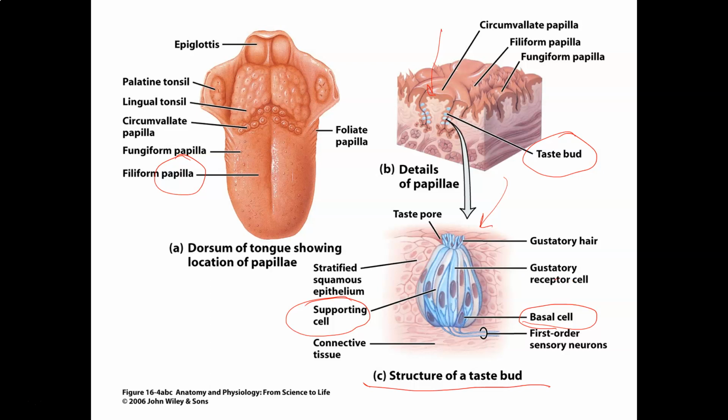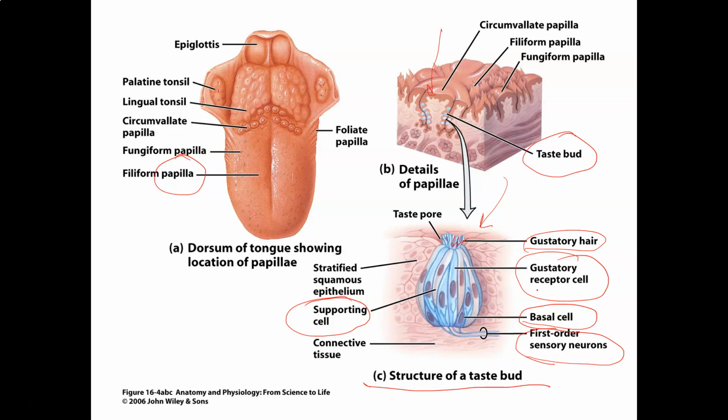The actual sensory neurons do not directly respond to the chemicals in the food or drink that you're putting into your mouth. Instead, there is a specialized cell called a gustatory receptor cell. Gustation means sense of taste. A gustatory receptor cell does have little hairs that protrude into your mouth, gustatory hairs. I think of them as like dendrites.